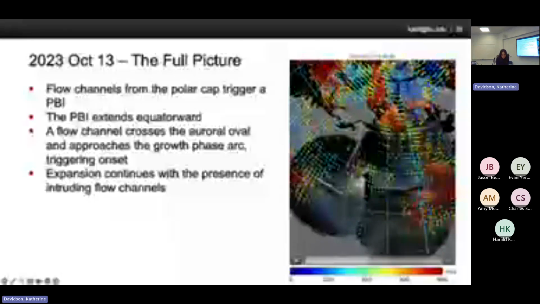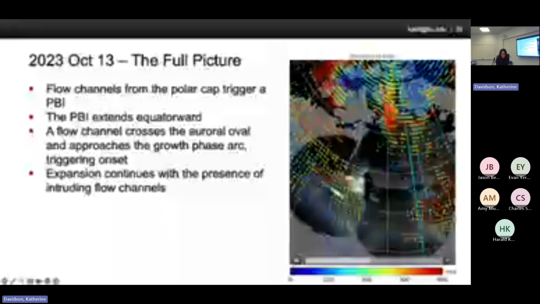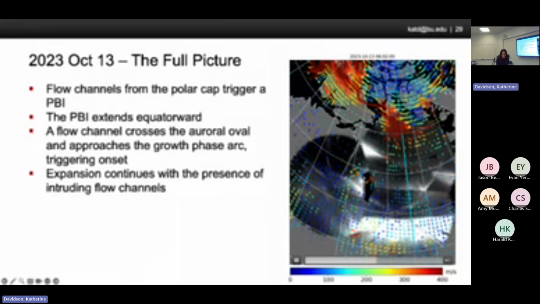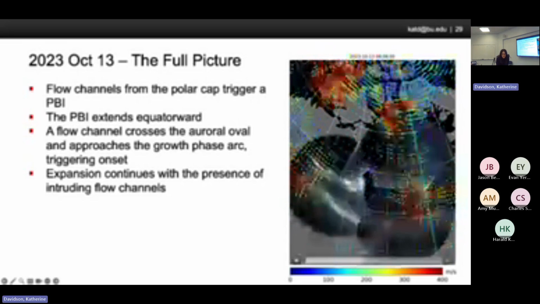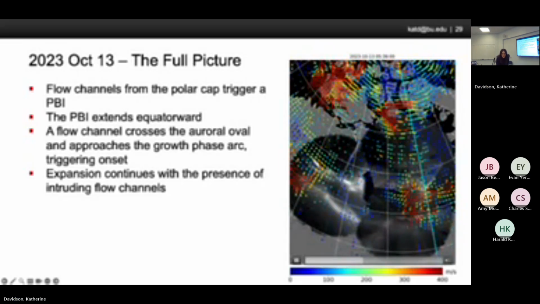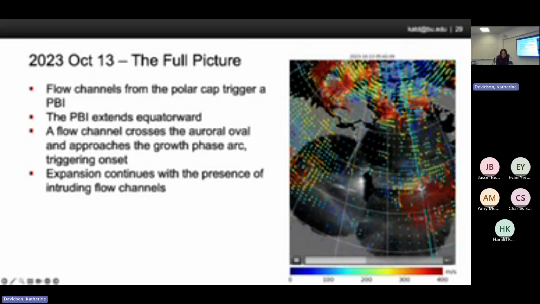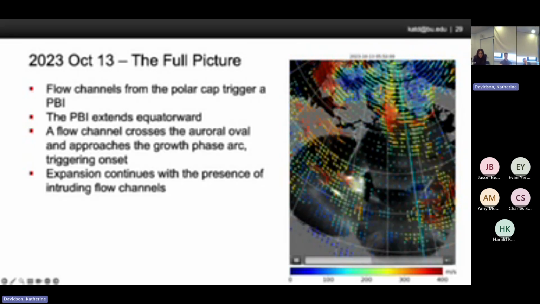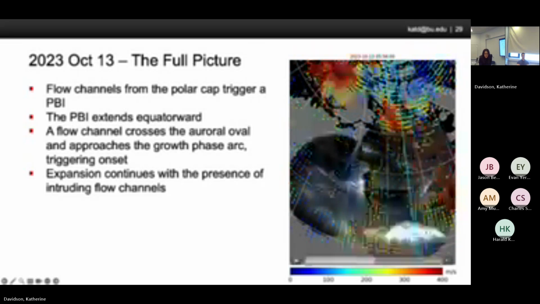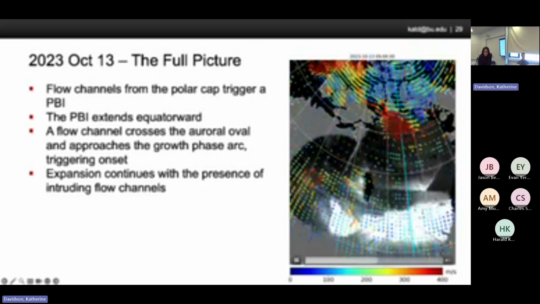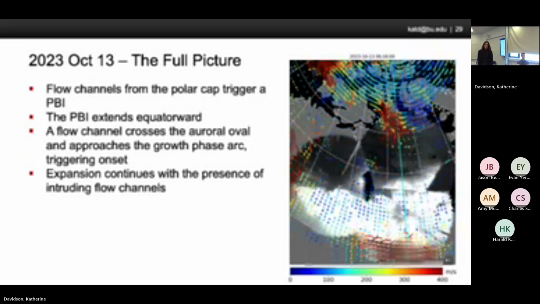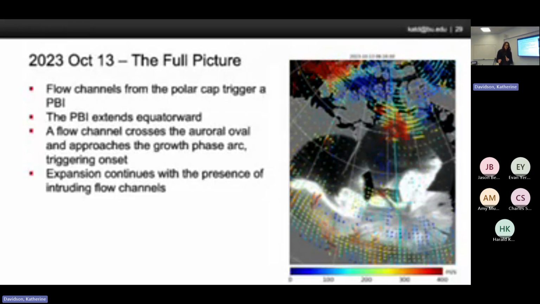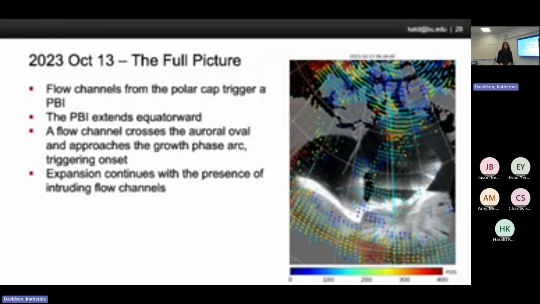And you'll get a flow channel coming in across the center of the video here, right there, coming across, triggering onset. So it happens very quickly. Flow channel initiates there, comes across, triggers onset. So again, we're consistently seeing these flow channels come across, come down from the poleward boundary and trigger onset.